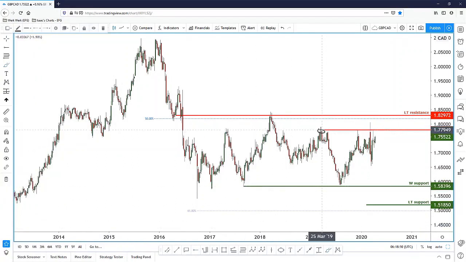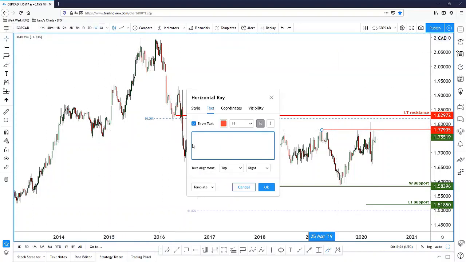Where price tested once, tested and rejected a second time, tested, went above, but failed to close above this resistance level a third time, and one more recently, a fourth time. So this can be quite a strong weekly resistance as well.